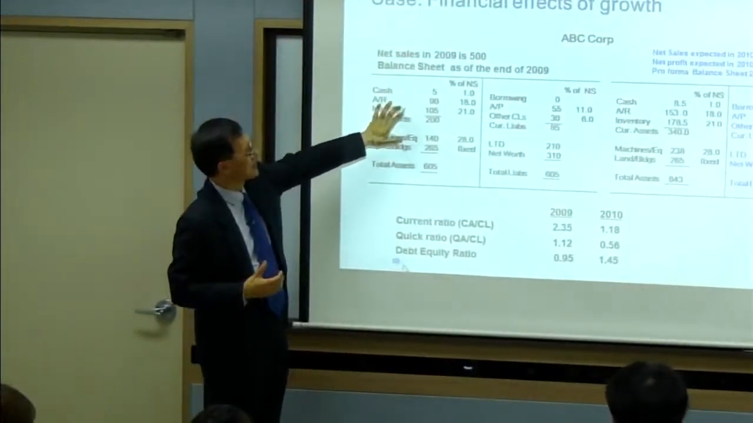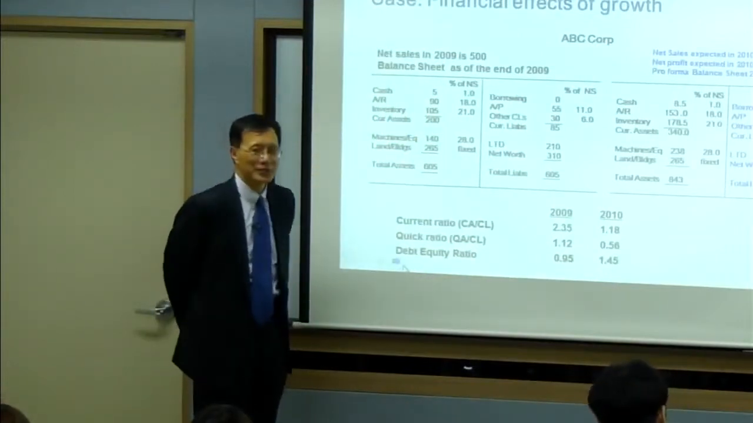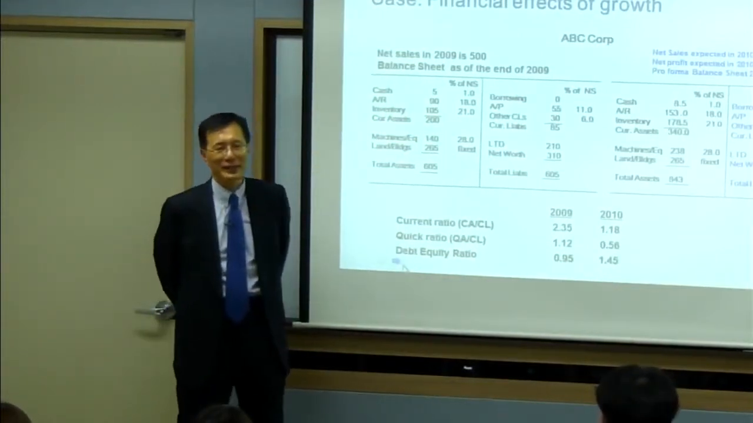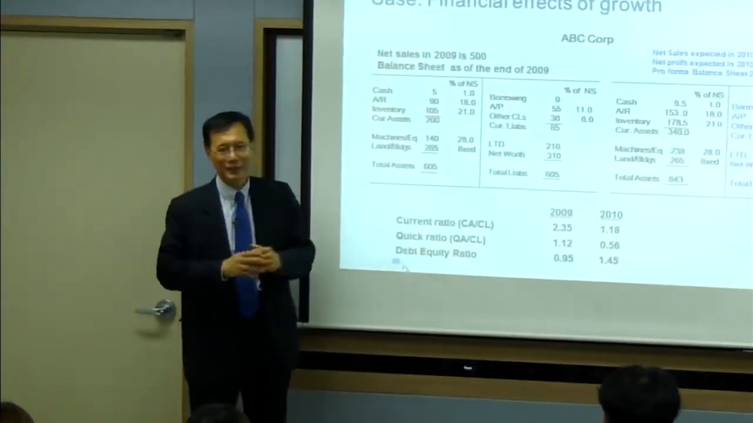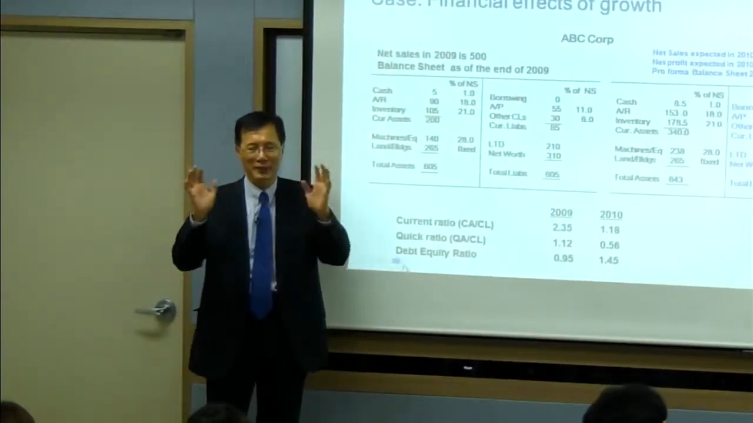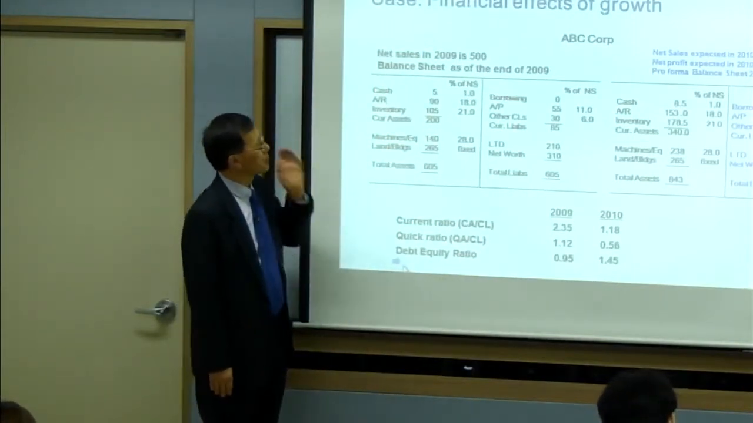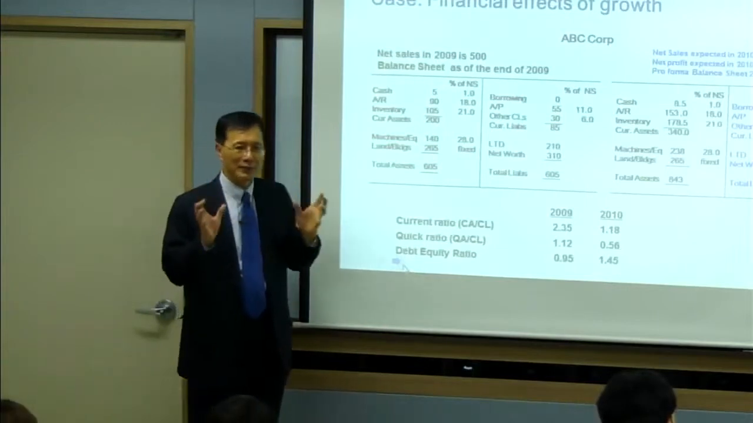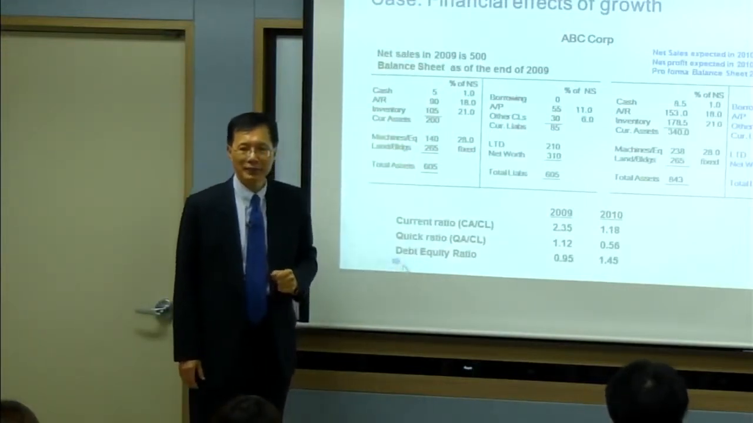Look at this balance sheet, the left-hand side one first. It's year 2009. The company is making sales of 500, okay? 500,000 or 500 million, whatever it is. Very simplified balance sheet. The company's sales level is 500, and the company's total asset is 605.